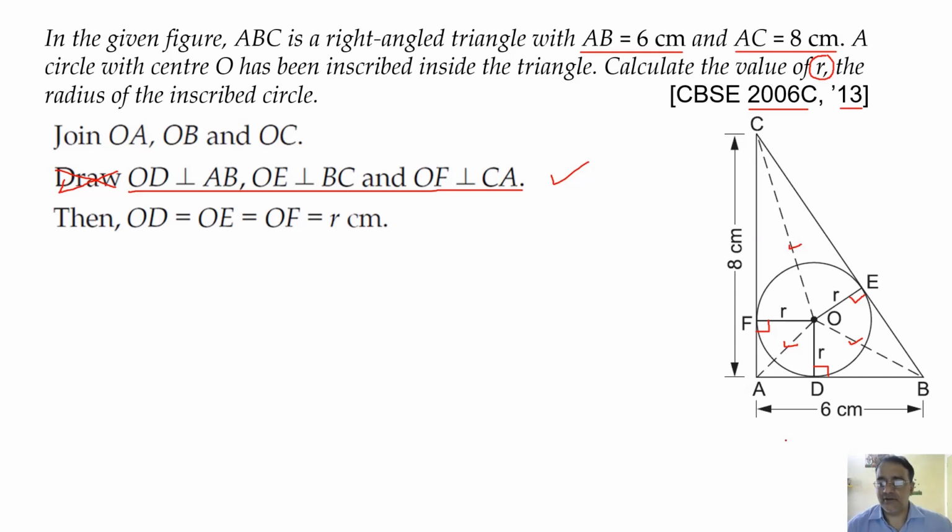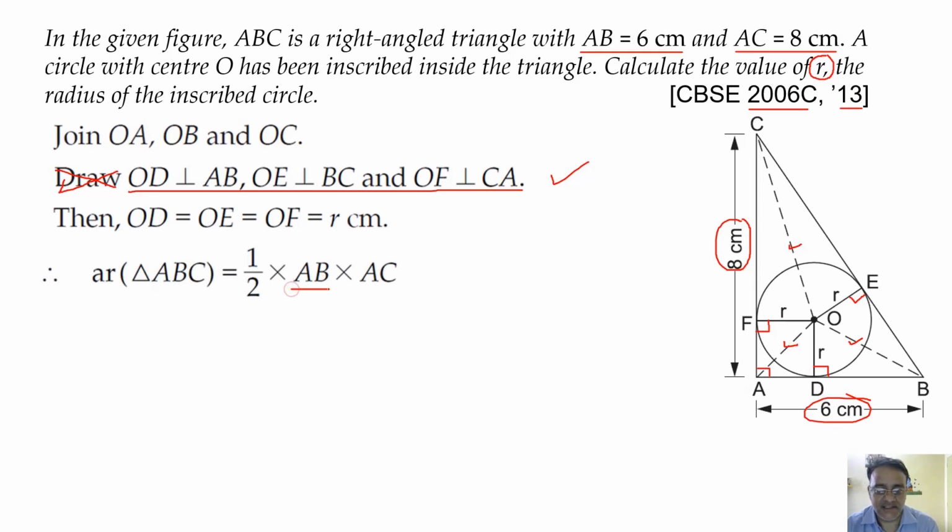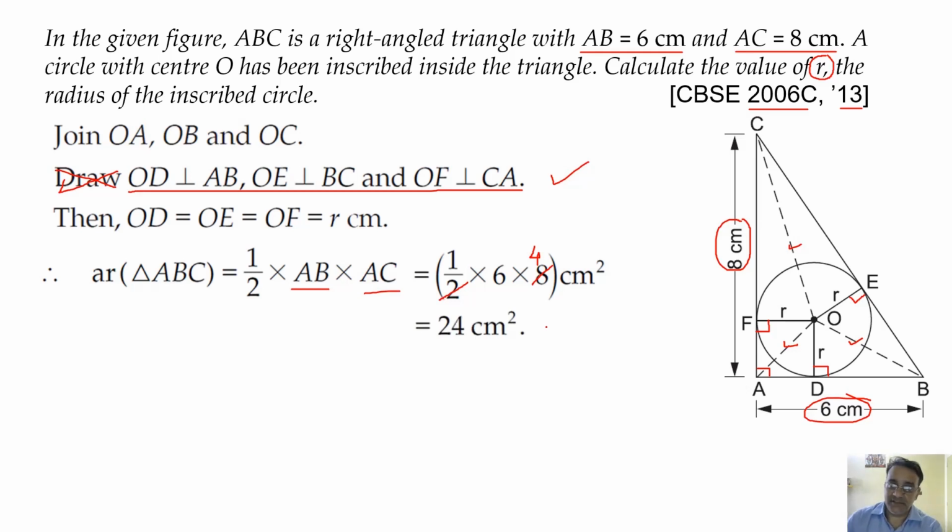You can calculate right now also. What is the area of triangle ABC? Half into base AB, into height, because a right angle triangle is already given. So half into AB into AC. AB is 6 and AC is 8. So how much are we getting? 24 centimeters square, right?